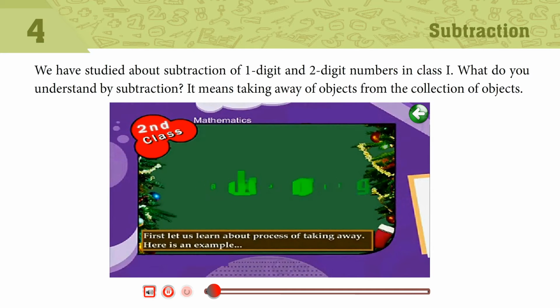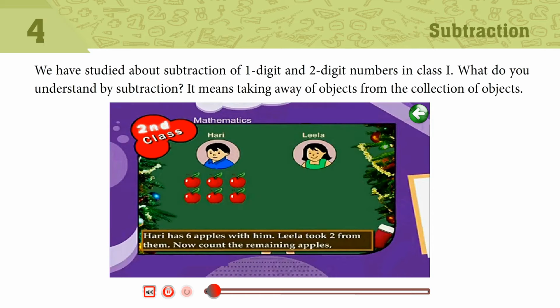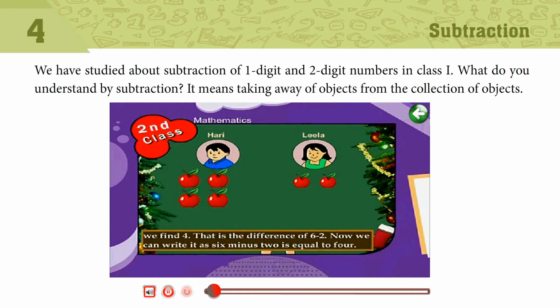First, let us learn about the process of taking away. Here is an example. Hari has 6 apples with him. Leela took 2 from them. Now, count the remaining apples. We find 4. That is the difference of 6 minus 2. Now we can write it as 6 minus 2 is equals to 4.